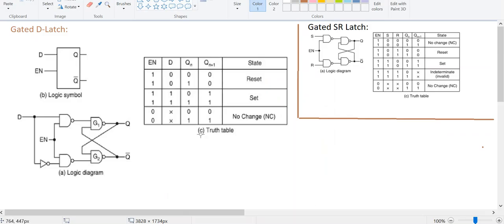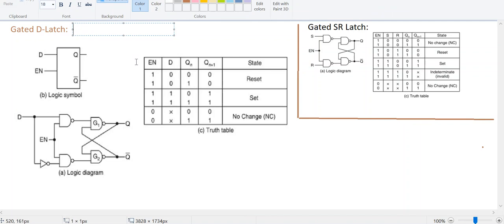So here we would like to discuss the concept of the gated D latch. In the last class we discussed the gated SR latch. The gated SR latch is nothing but one NAND SR latch, and along with this we have one steering gate. In this gated SR latch, instead of having two inputs, set and reset, we can simply have one input, called the data input. That data input can be treated as a data latch. So we can say this is a data latch also.